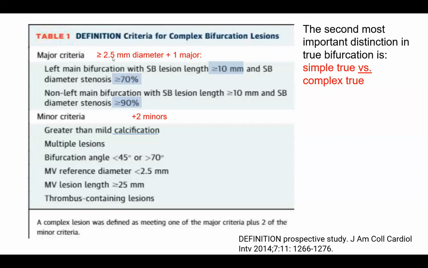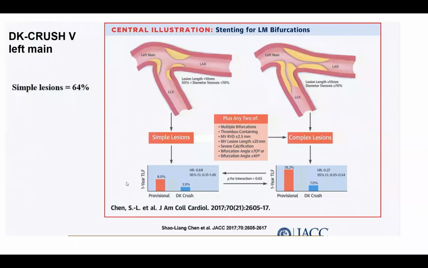It has to be also a large vessel, 2.5. Plus, even those are not enough. You need to have a couple of minor features. The bifurcation angle has to be unfavorable, very sharp or very shallow. You need to have some calcification. You need to have maybe multiple bifurcation. The main vessel has to have heavy burden of disease. So you need to have those. Remember those two, and remember there should be a couple of minor ones, such as calcium, angle, heavy main vessel burden.